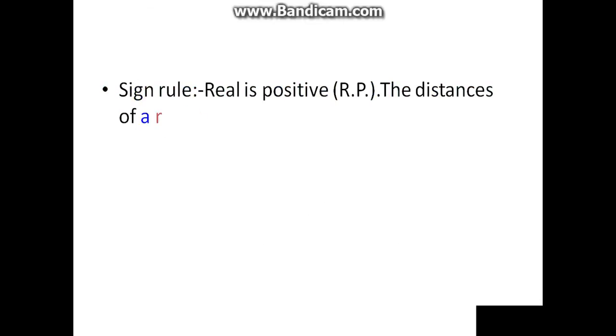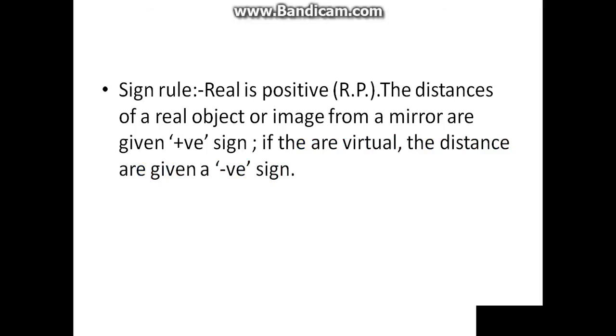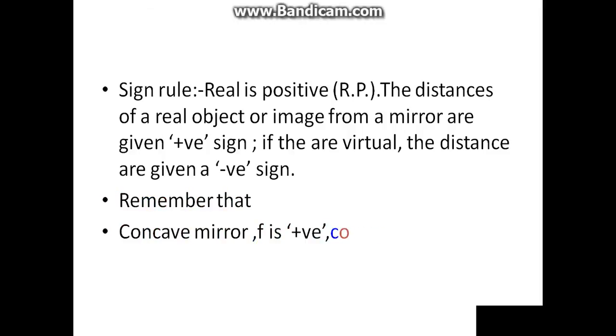Sign rule. Real is positive. The distances of a real object or image from a mirror are given a positive sign. If they are virtual, the distances are given a negative sign. Remember that for a concave mirror, f is positive; for a convex mirror, f is negative.